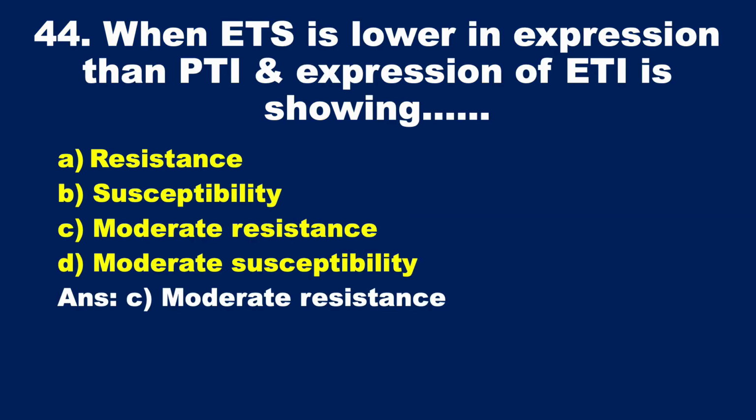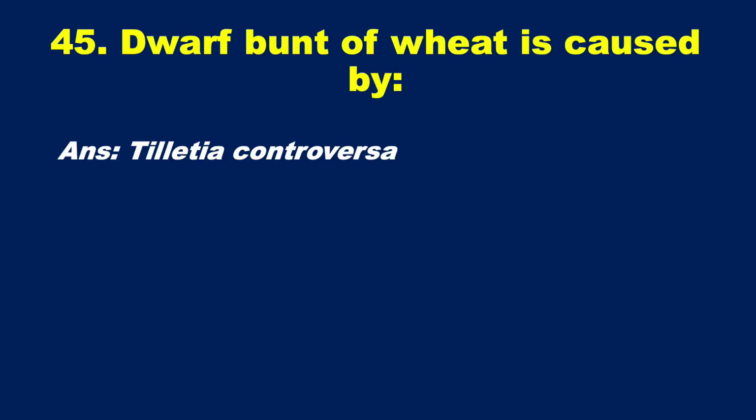The next question is on which ETS is lower in expression of PTI and expression of ETI is showing. There are 4 options. Option 1 is resistance, followed by susceptibility, followed by moderate resistance, followed by moderate susceptibility, and the correct answer is moderate resistance. The next question is the dwarf bunt of wheat is caused by. The correct answer is Tilletia controversa.